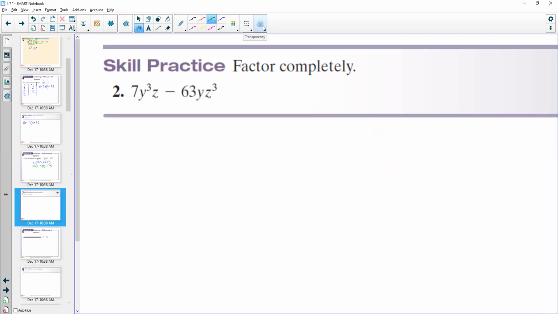Let's see, there's got to be common terms in here, right? I see everything's divisible by 7. Everybody's got a y and everybody's got a z. So let's pull out a 7yz. What's left? y squared minus 9z squared. And again, 7yz came out. y squared is a perfect square, 9 is a perfect square, and so is z squared.